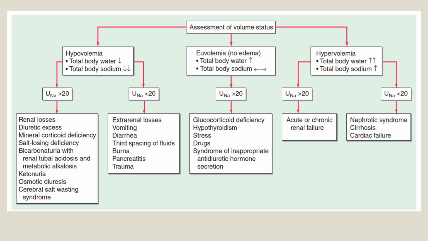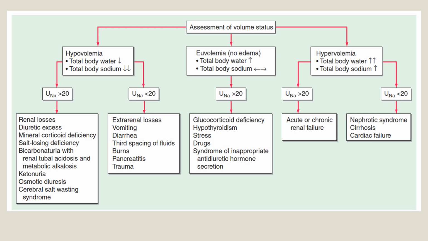Our first group of causes of hyponatremia are the hypovolemic hyponatremia, and in this case there is a loss of total body water, but a more severe loss of total body sodium. The hypovolemic hyponatremia is subdivided into two main causes: the renal losses and the extrarenal losses. The way to differentiate between the two is simply by measuring the urinary sodium excretion.